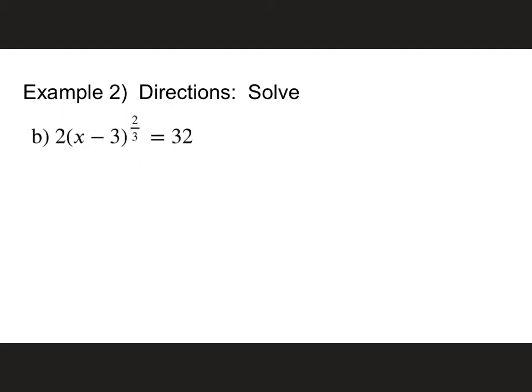All right, next problem. 2 times the quantity of x minus 3 to the 2/3 power equals 32. Now, folks, you can go back and write this 2/3 as the third root of x minus 3 squared. I'm not going to. I like using the rational exponents. I think it makes the process just a little bit easier. It's a little less work. I can condense some steps when I do it.